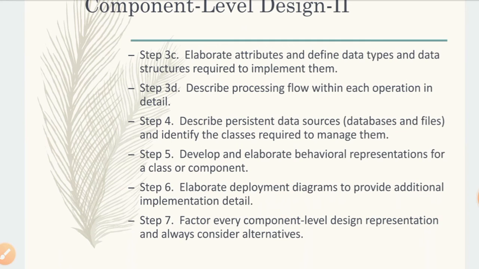Step 3d is to describe processing flow within each operation in detail. That is, how much data you are going to print on your printer, whether only 4 pages, 5 pages, or only 1 page. Step 4 is to describe persistent data sources, that is databases and files, and identify the classes required to manage them. That is, if you eject your pen drive before the print job is completed, your file needs to be saved somewhere in your system so that your printing can be done successfully.